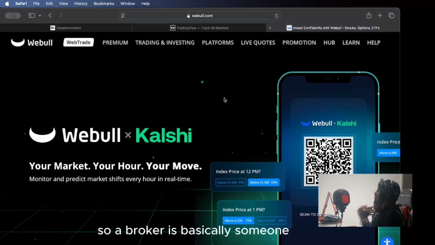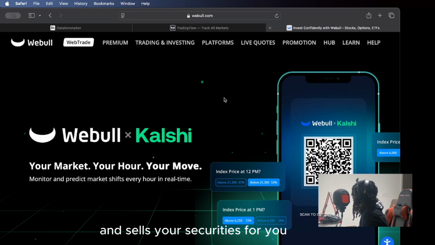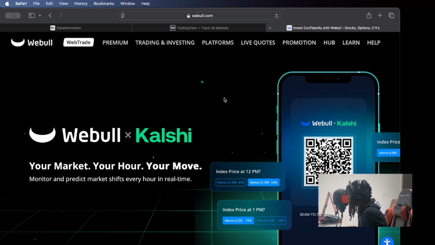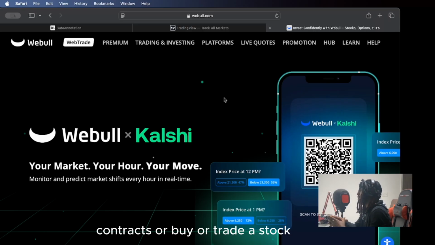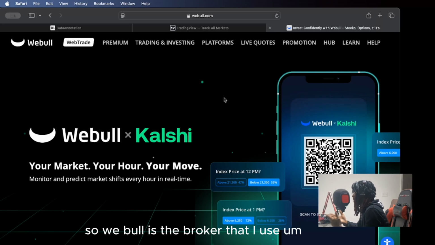So a broker is basically an entity that buys and sells your securities for you. The only way that you can actually buy stock options contracts or trade a stock is through a broker, and they buy and sell the security for you. So Webull is the broker that I use.